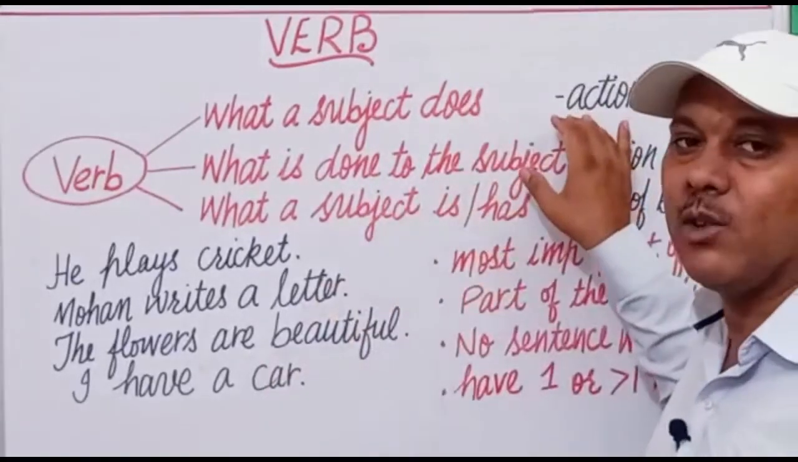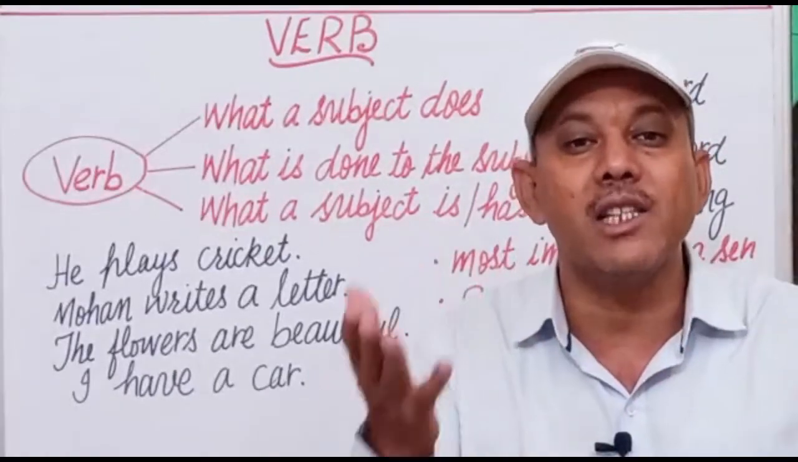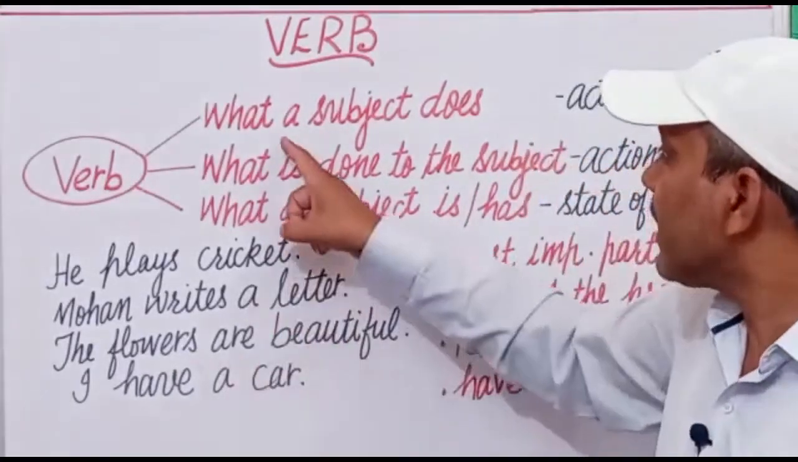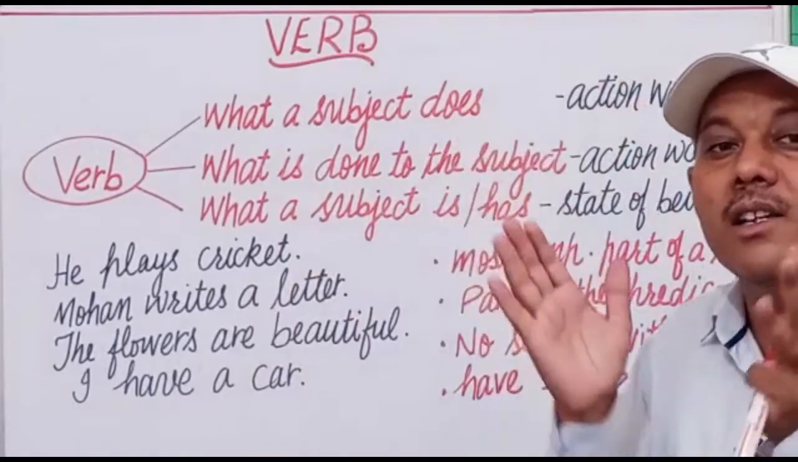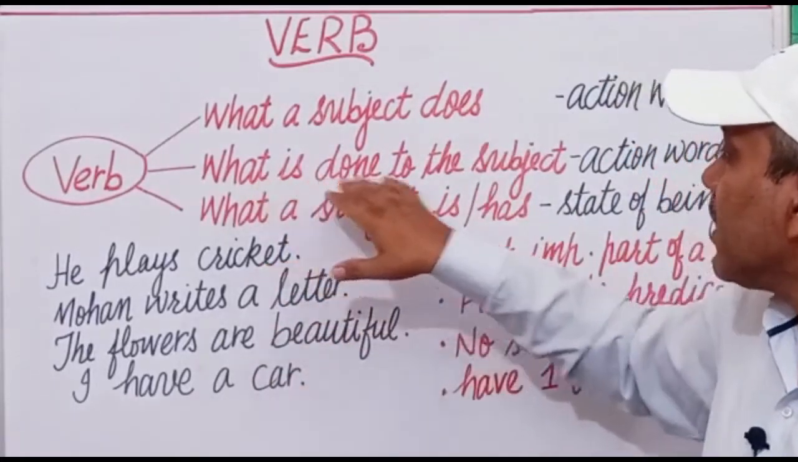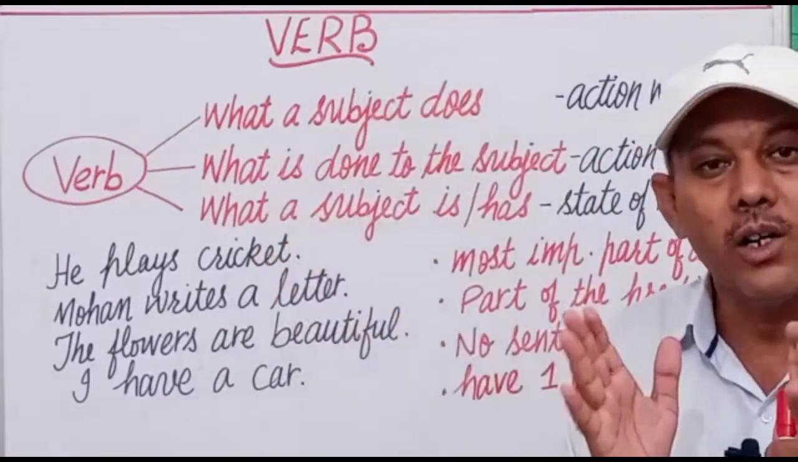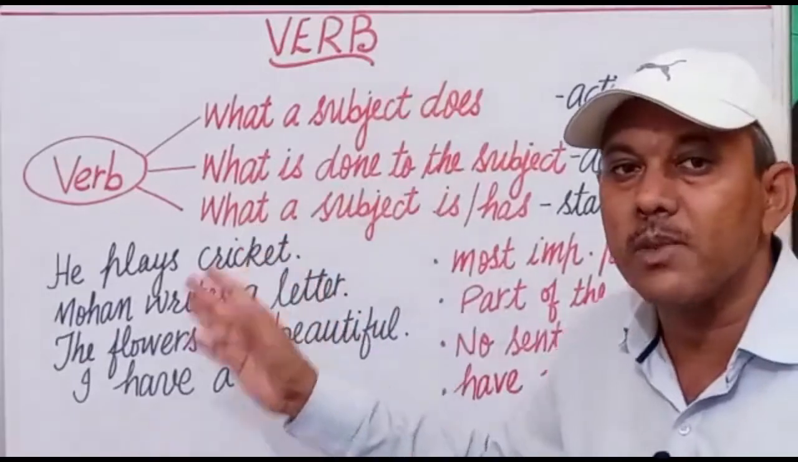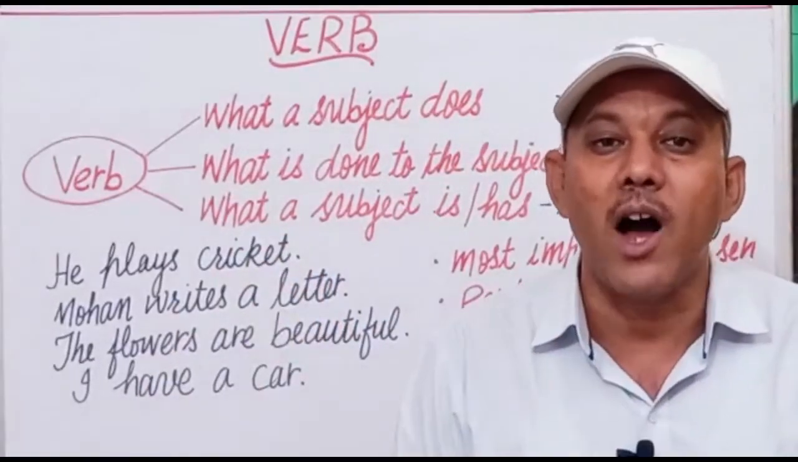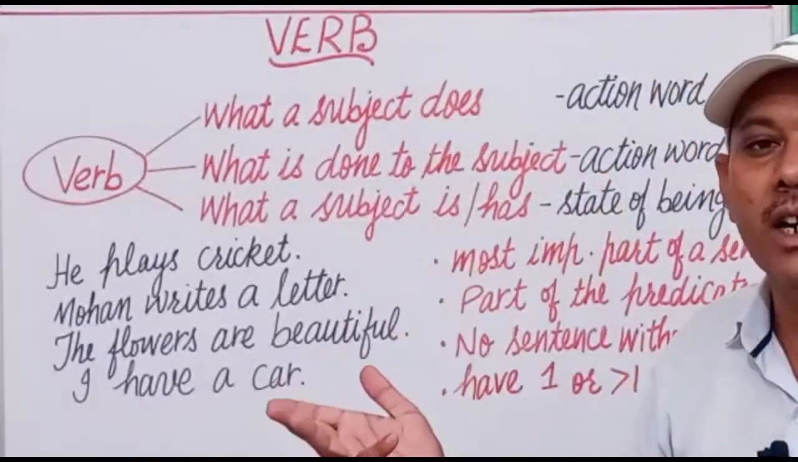Not only that, these action words can also be found in passive form. What a subject does is when the action word is in active form. But next is what is done to the subject. If an action is done to the subject, the action word is found in its passive form. But this is also an action word.